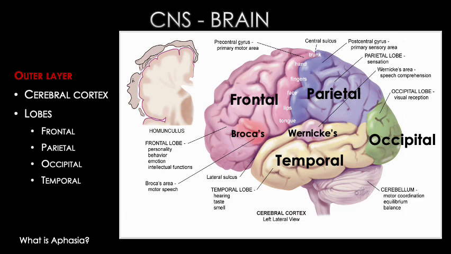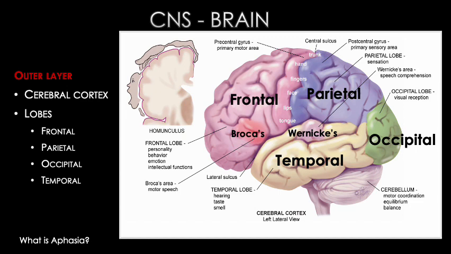Let's first look at the outer layer of the CNS, the outer layer of the brain specifically. We have the cerebral cortex plus the four lobes: the frontal, the parietal, the occipital, and the temporal lobes. In the cerebral cortex, we have the cerebrum's outer layer of nerve cells. This helps to function our thought, our memory, ability to reason, our ability to feel sensation, and coordinates our voluntary movement. Each half of the cerebrum is considered a hemisphere, and each of those hemispheres are divided into four lobes. So we have the frontal, the parietal, the temporal, and the occipital lobes.